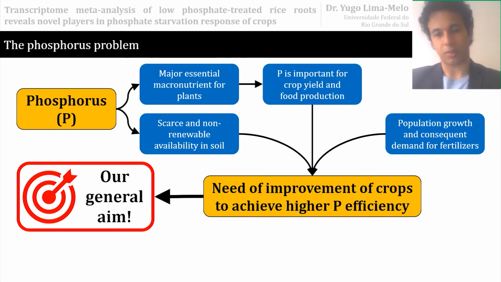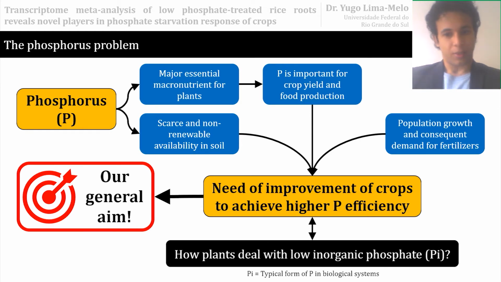This means that we are looking for crops which can better use or had better uptake of phosphorus for food production, for example. So this is the general aim of our research group, one of them. And for this, we need first to understand how plants deal with low inorganic phosphate, which is the typical form of phosphorus in biological systems.